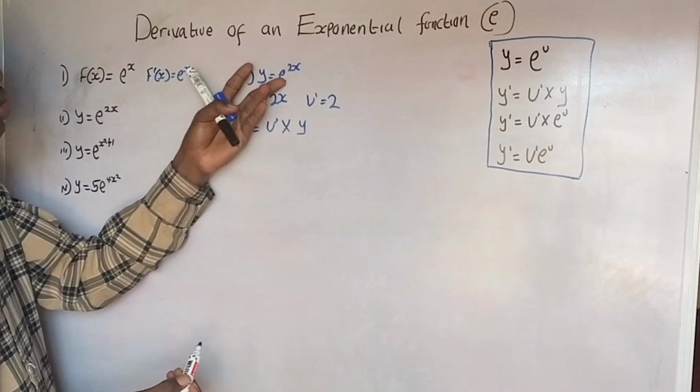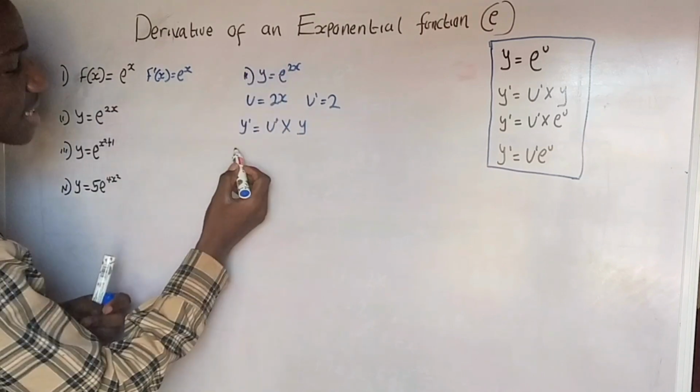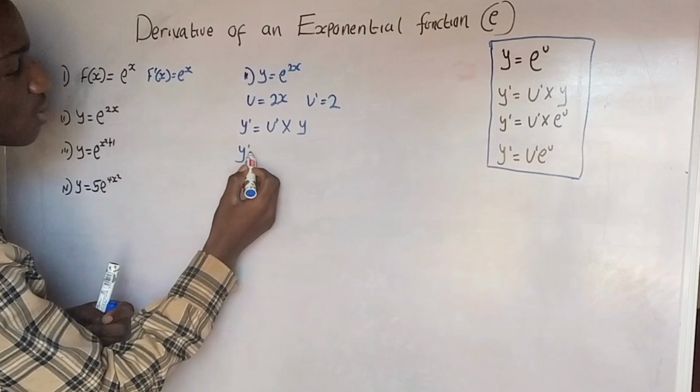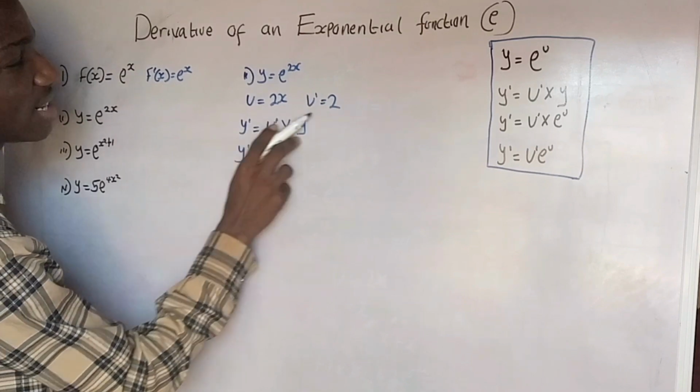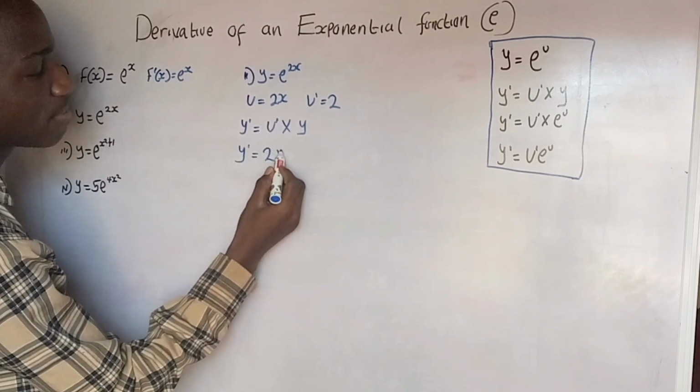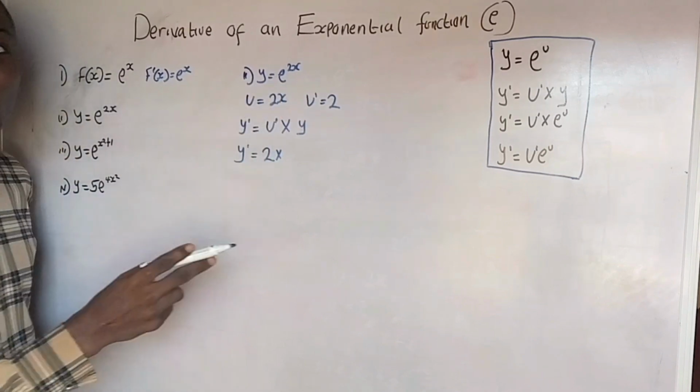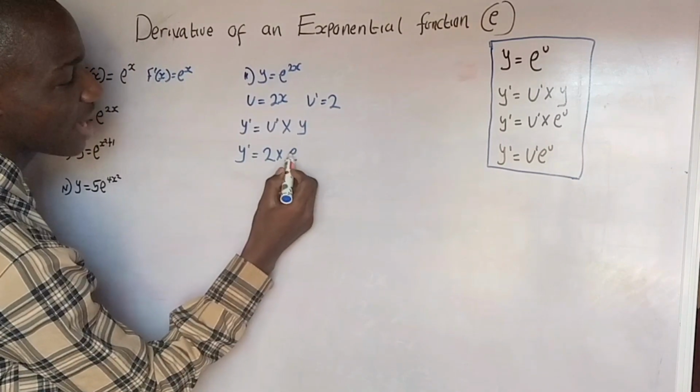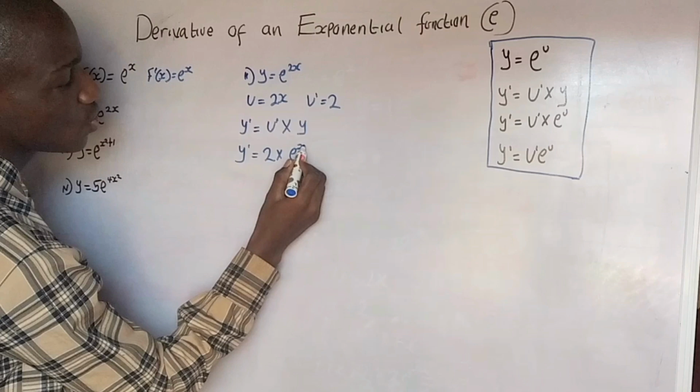y is equal to e raised to the power of 2x. In that case, I can substitute both the derivative of u and y. The derivative is 2 multiplied by what is y? y is equal to e to the 2x. So I'm going to have e to the 2x in this place.